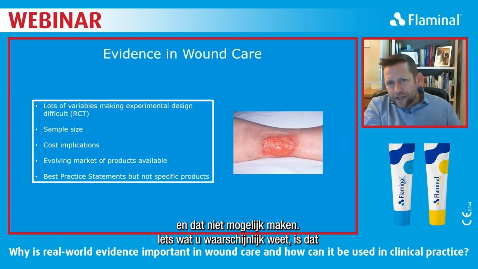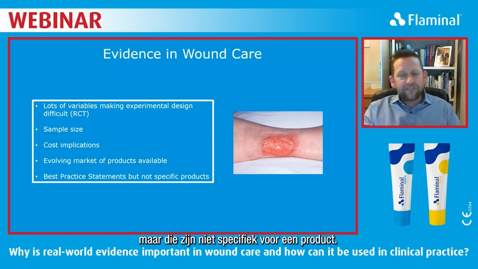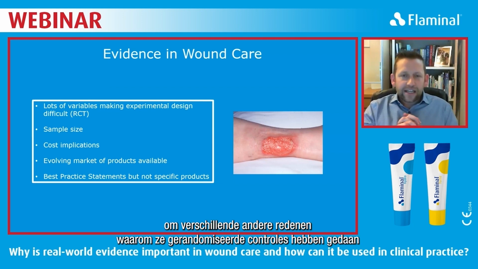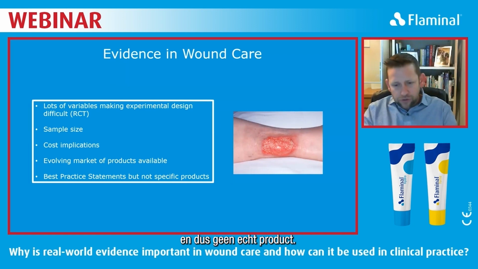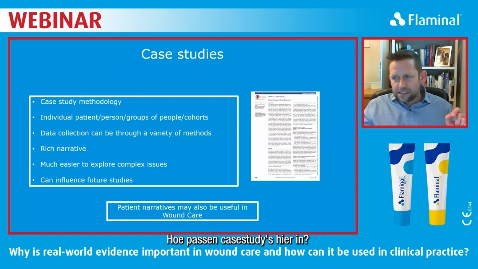Something that you will note is that best practice statements are available, and they will have randomized controlled trials, but they're not specific to any product. It's generally around leg ulcer healing, etc., for various other reasons that they'll have done randomized controls, as opposed to doing an actual product. So where do case studies fit into this?